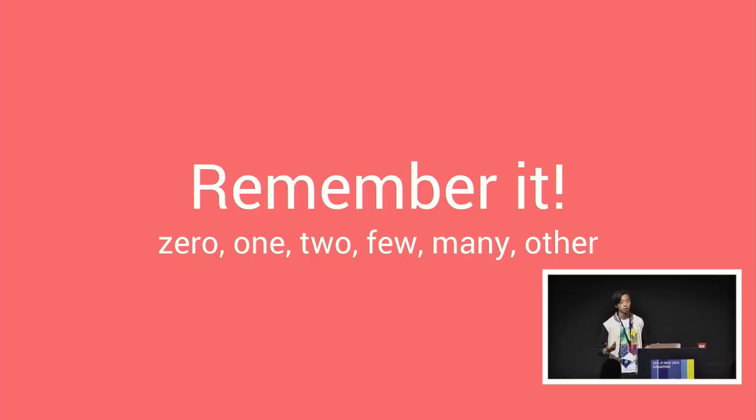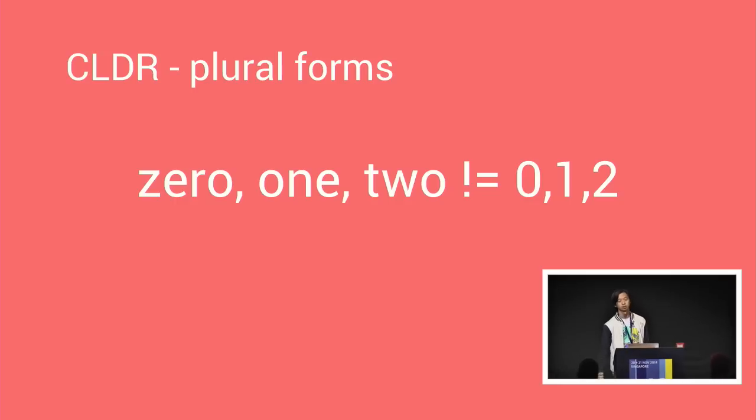It's in use already by the iOS SDK and Android SDK. That means iOS developers and Android developers need to know these plural forms: zero, one, two, few, many, other. And I think so do you as a JavaScript developer. Try to remember, zero, one, two, few, many, other. And the plural form 0, 1, 2 does not necessarily correspond to the numbers 0, 1, 2.